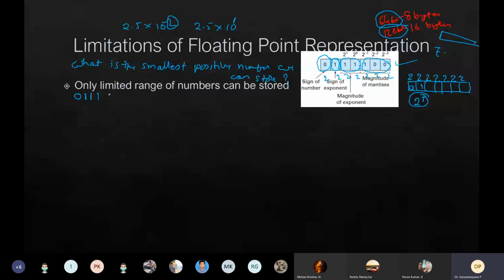And what about mantissa? Mantissa has 3 digits. So we want the smallest possible mantissa, right? What is the smallest possible mantissa you can do? I think to be more careful, I should have done 0.25. Okay. Now, what is the smallest possible mantissa you can do?